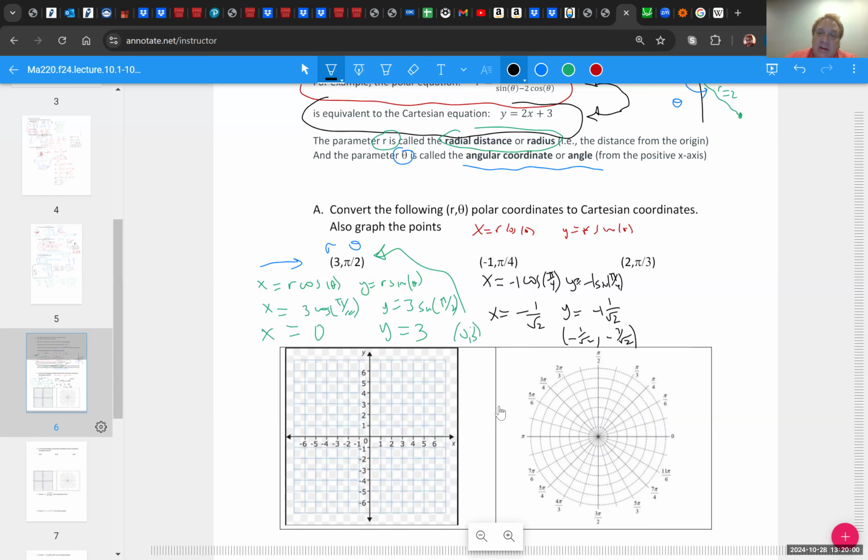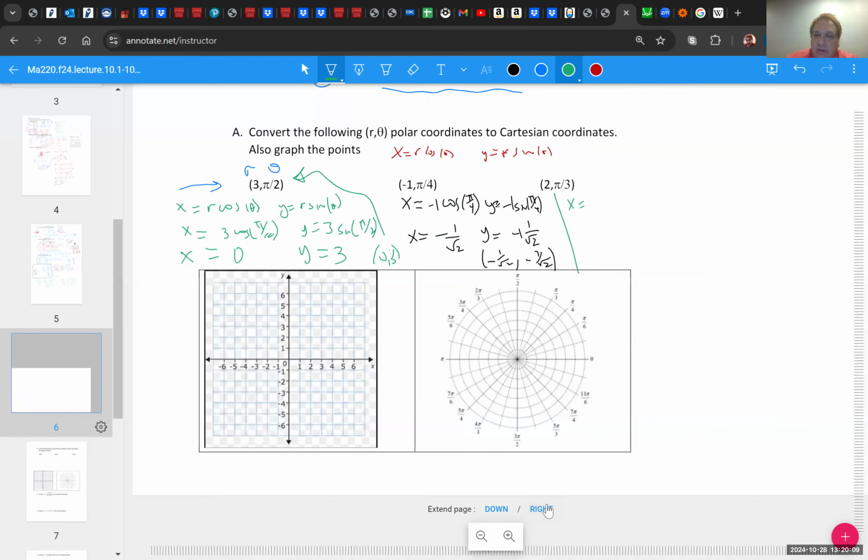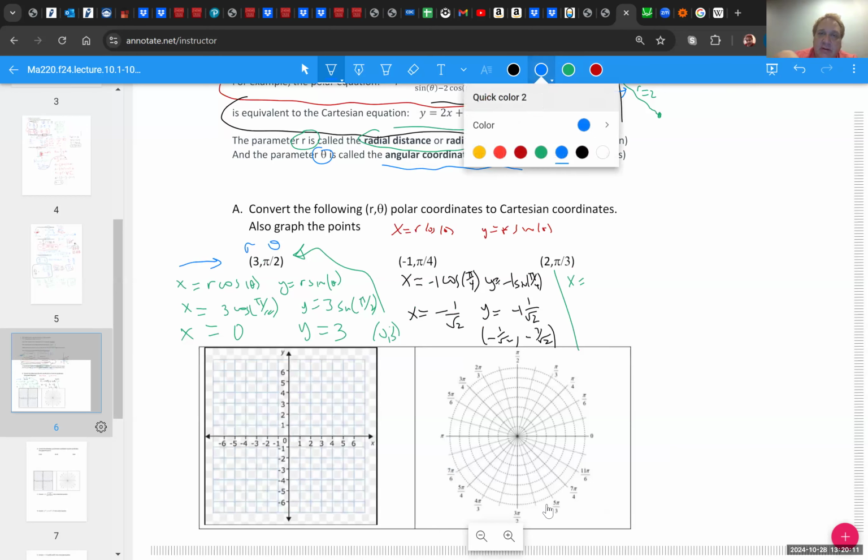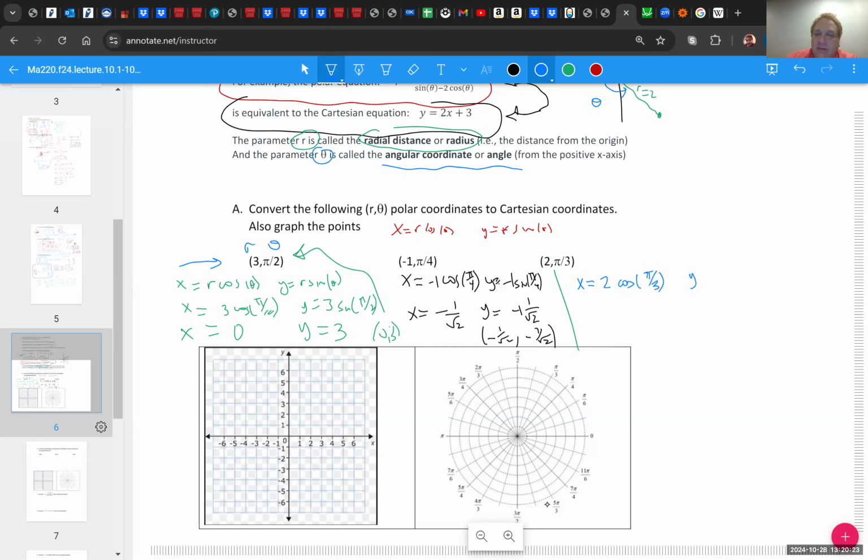And lastly, let me move this over a little bit. And let me use a different color. Okay, so x is equal to r cosine theta. y is equal to r sine theta. All right, so then we have to learn what the cosine of pi over 3 is.